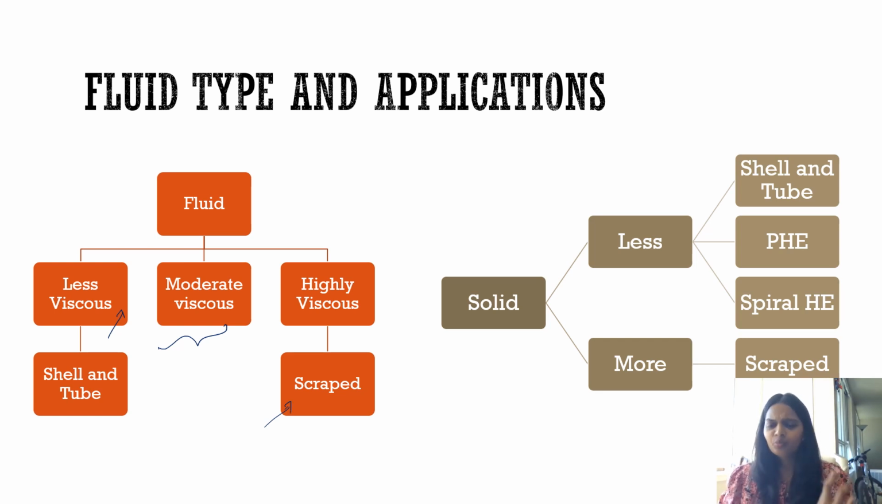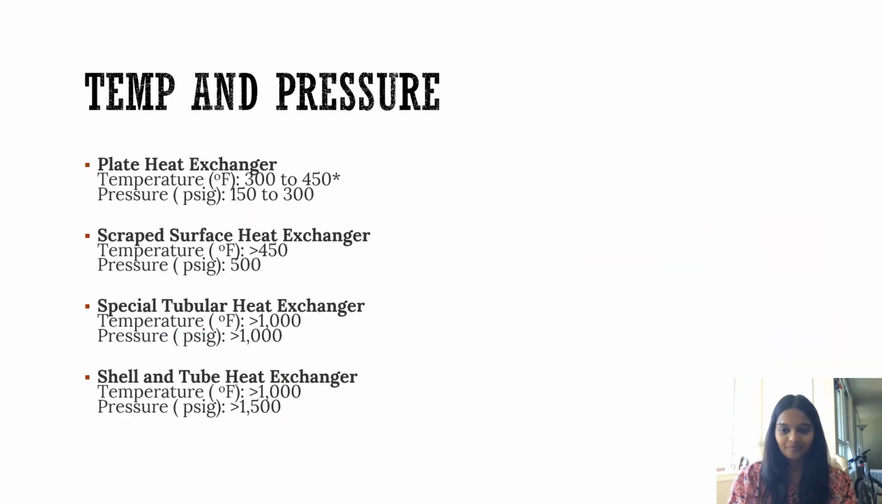Now, based on the solid content, if it has approximately less than 15% solids, you can go with the shell and tube, the plate heat exchanger, or the spiral heat exchanger. So this works on the lower solid content. If you have more, then you can go with the scraped surface heat exchanger. So based on the fluid type and amount of solid concentration, you can decide. And based on applications, reboiling, boiling, you can factor that in.